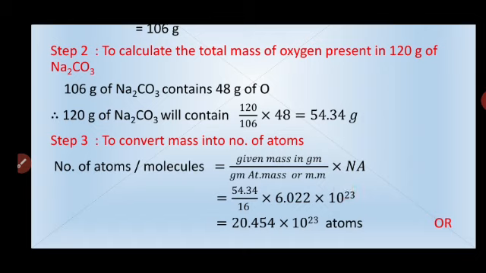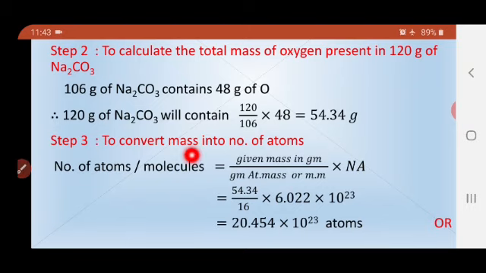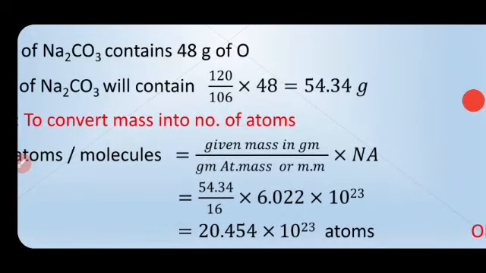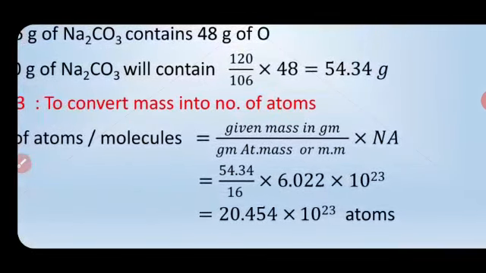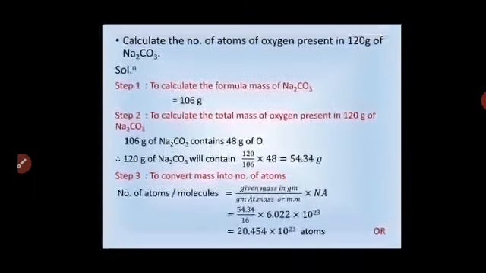The number of moles we can calculate by using given mass in gram divided by gram atomic mass or molecular mass. Now here we have to consider the atomic mass. Why? Because we are calculating only for a single oxygen. The atomic mass of oxygen is 16. So 54.34 divided by 16 will give you the number of moles of oxygen, and multiplied by Avogadro number will give you the number of atoms of oxygen. Again, one more method is there to solve such type of problem.